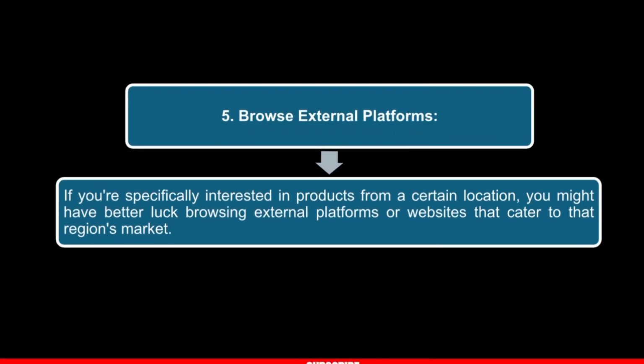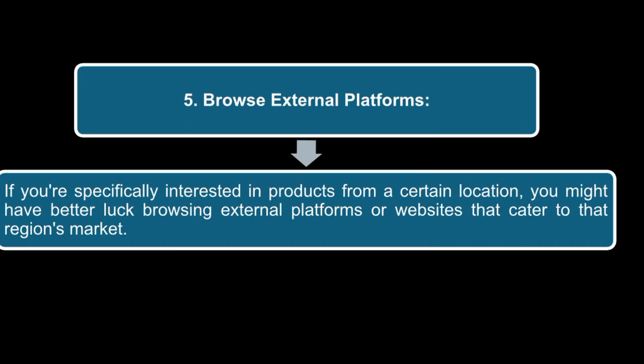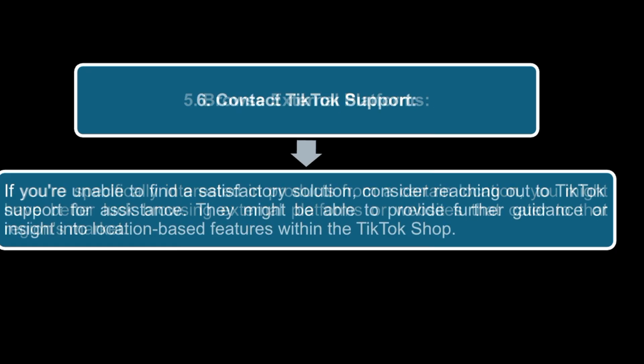Number 5. Browse external platforms. If you are specifically interested in products from a certain location, you might have better luck browsing external platforms or websites that cater to that region's market.